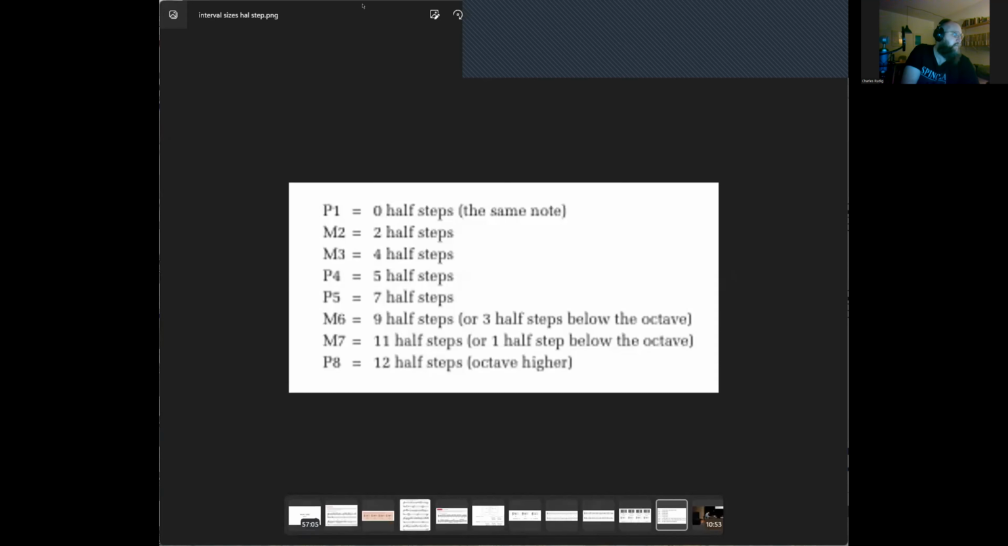And this is in the book. So this is not something I made. You can just find this in the book yourself. You can just memorize the number of half steps for major and minor, right? So a major second is 2 half steps, a major third is 4, and so on and so on.